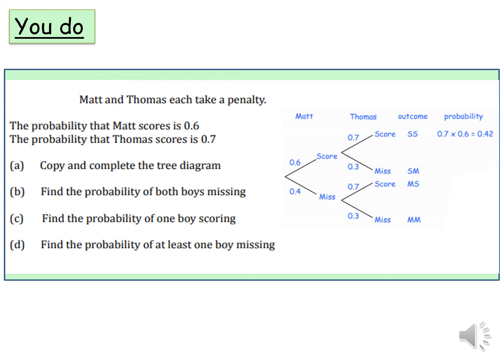I would like you to pause the video and have a go at copying and completing this tree diagram and finding the probabilities. Once you're finished, resume the video.